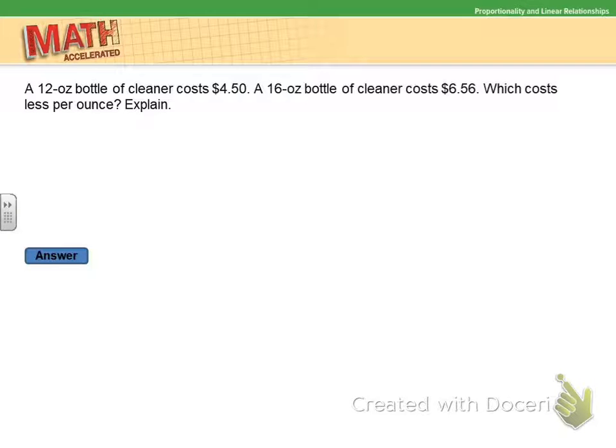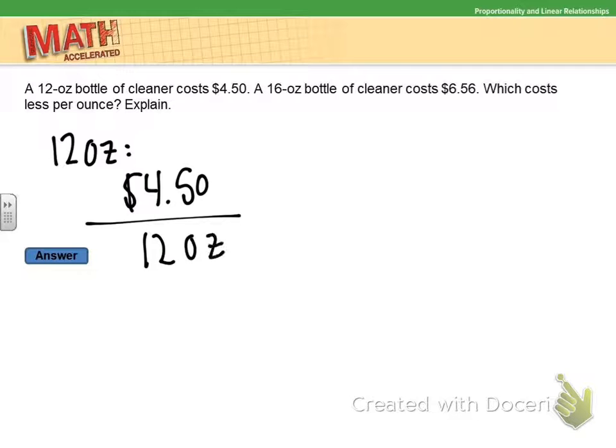Okay. So first we've got to figure out how much we're paying for the 12-ounce bottle, right? So for the 12-ounce bottle, I'm paying $4.50 for 12 ounces. So how much am I paying for 1 ounce? 38 cents. Good. We should have gotten 38 cents. Okay, because we got to divide 4 and 50 hundredths by 12, right?